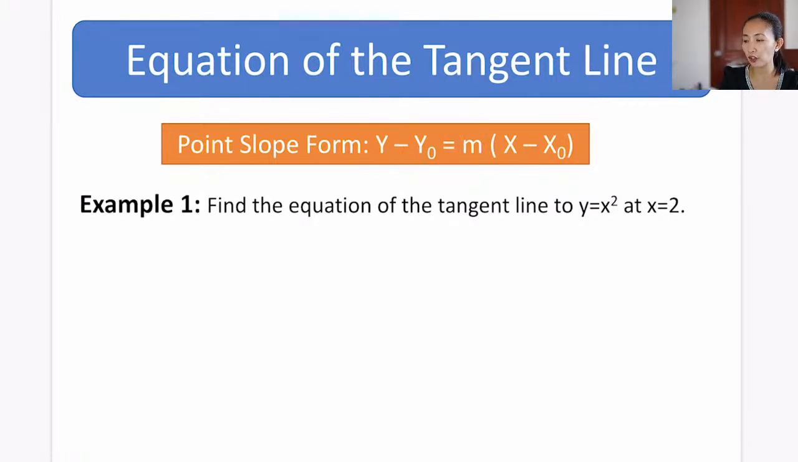So let's apply the formula and the definition in problem number 1. Problem number 1 says find the equation of the tangent line to y equal to x squared at x equal to 2. Question, what kind of function is y equal to x squared? Anyone? Y equal to x squared or f of x equal to x squared, what type of function is it? It's quadratic. Yes? So it's a quadratic function.